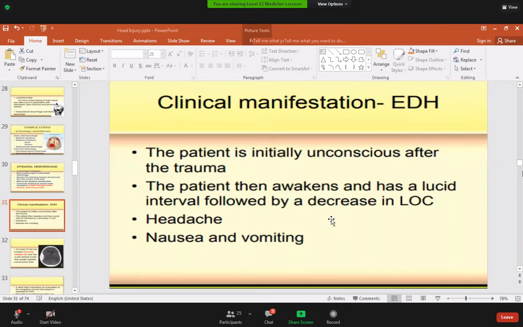And why is there this lucid interval? Because initially the first unconsciousness is because of the trauma, and then there is bleeding. When the bleeding is arterial, there is no control on it, and the hematoma keeps increasing in size. When it becomes a bit bigger, it affects consciousness again, and there is again a loss of consciousness. We call this gap between the two phases of unconsciousness the lucid interval. So a patient presenting with a lucid interval between two phases of unconsciousness, think about extradural or epidural hematoma. Other symptoms can be headache, nausea and vomiting.